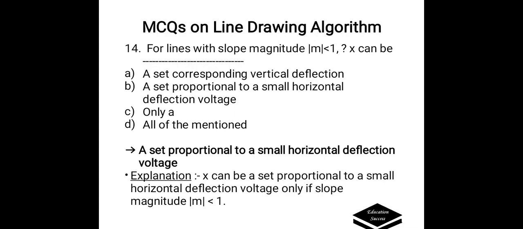For the lines with slope magnitude m less than 1, x can be: options are A. set corresponding vertical deflection, B. a set proportional to a smaller horizontal deflection voltage, C. only A, D. all of the mentioned. Correct answer is a set proportional to a small horizontal deflection voltage. X can be a set proportional to a small horizontal deflection voltage only if slope magnitude is less than 1.